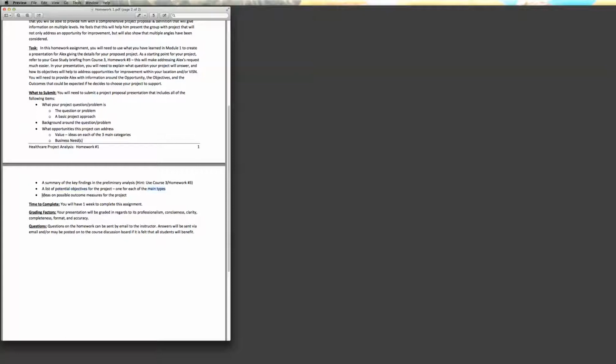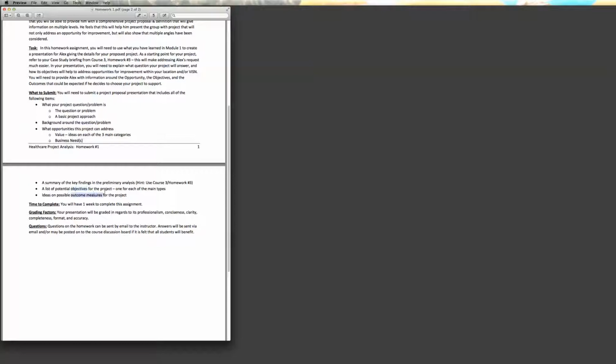Then give me some ideas on how we could measure this. One thing that people get confused about is objectives versus outcomes. Objectives is the goals. Think of objectives as another word for goals for the project. So what are your goals for this? What do you want to accomplish?